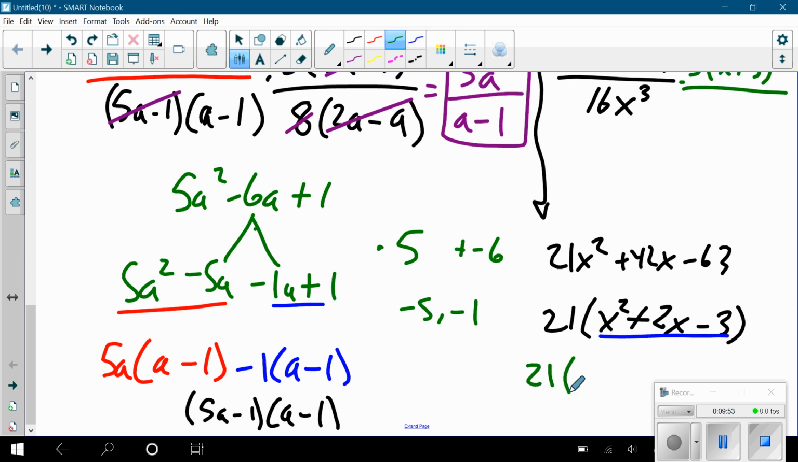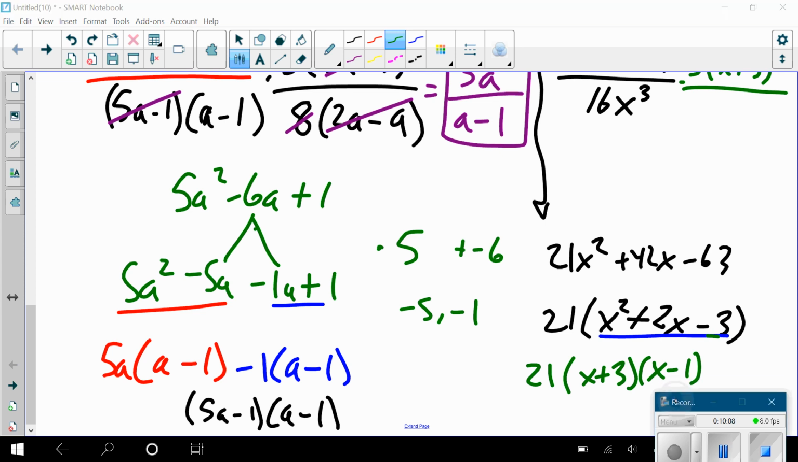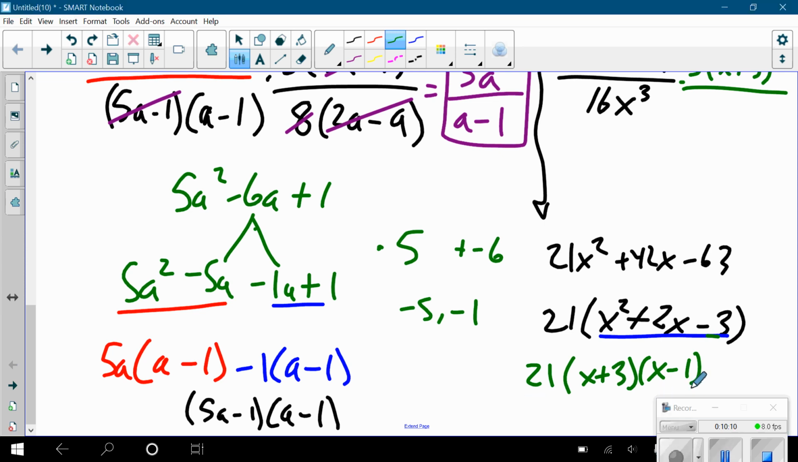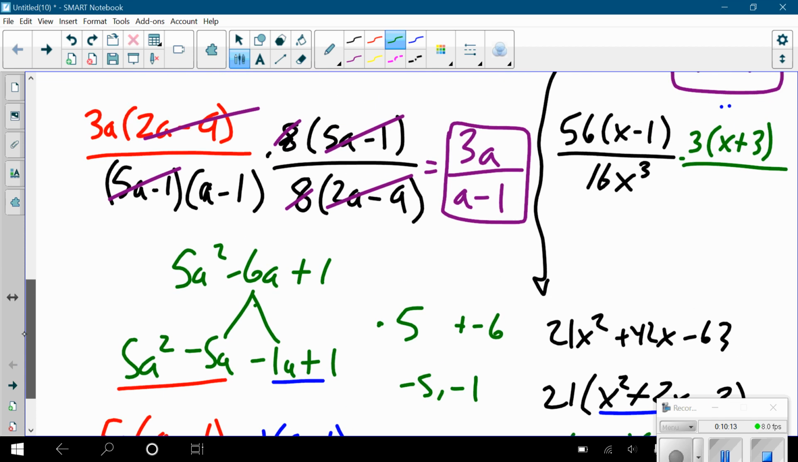Still going to have the 21 out there, but now I'm just going to say, hey, what multiplies to negative 3 and adds to 2? 3 and -1. I'm going to grab that whole green guy there, and I'm going to toss it back up here.